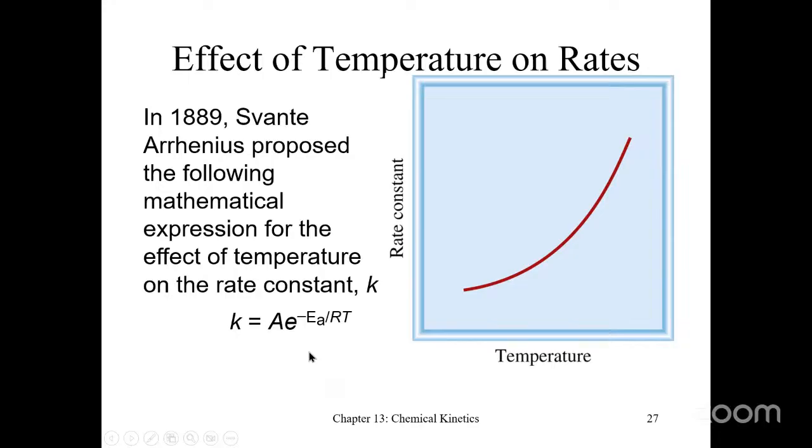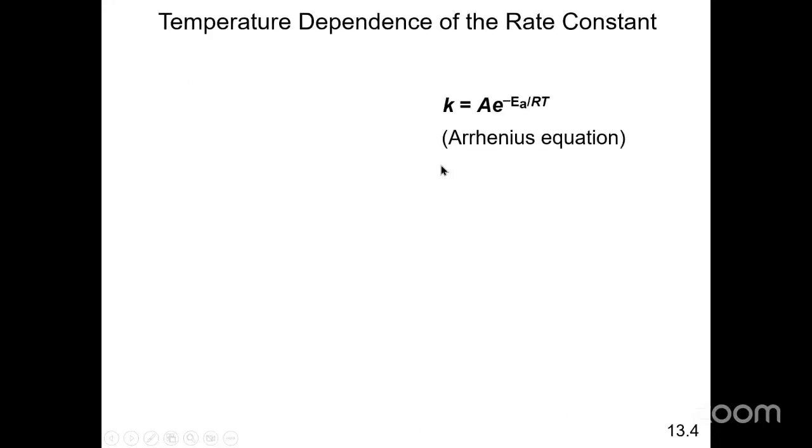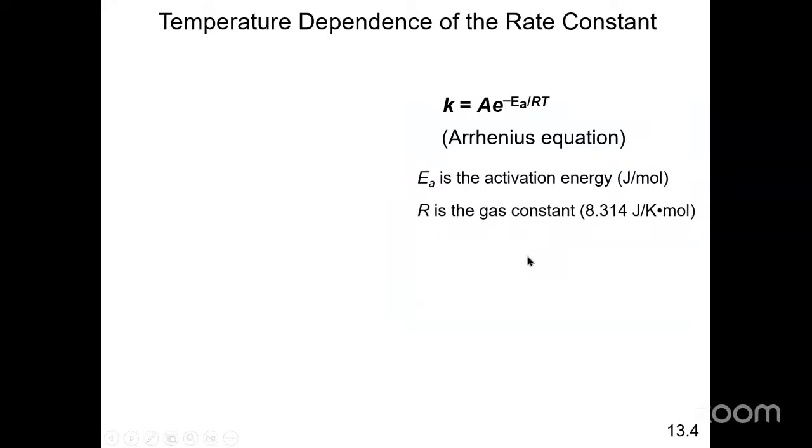Now, let me define what each of these terms mean, right? So this is the Arrhenius equation. EA is the activation energy. So remember, the activation energy is the minimum energy that the reacting molecules need in order for successful collisions resulting in products. R is the molar gas constant, and the form of the molar gas constant you're going to use is this right here. So not the other form, which is 0.0821. You're going to use 8.31 joules per Kelvin per mole. And T is the temperature in Kelvin, right? And A is what is called a frequency factor.